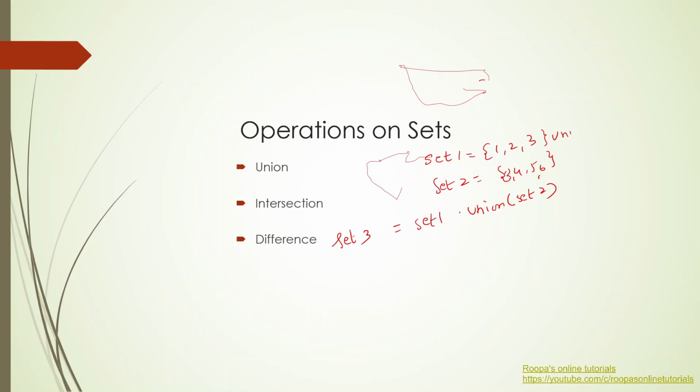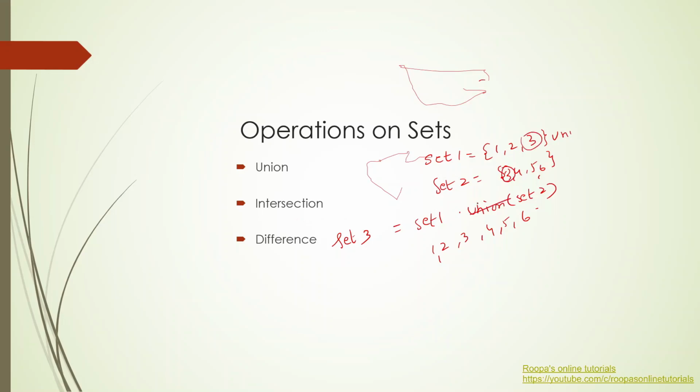So set1.union(set2), what will it return? All the elements here. It will not take the duplicated elements, so it will take 1, 2, 3, 4, 5 and 6. So all this will be printed. When you say intersection, what happens? Which is common here? 3.